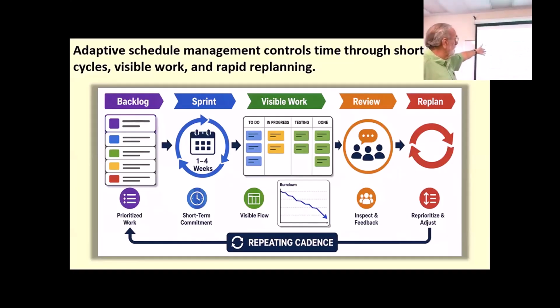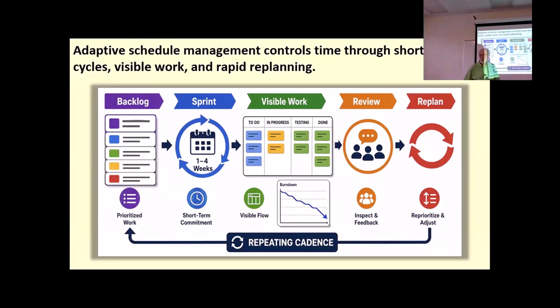And visible work, that's this little board here called a Kanban board. That would be similar to our schedule, similar to our visual representation of a Gantt chart type schedule. And then the burn down chart is telling them how much of this they've completed, right? So that's how the adaptive thing works.